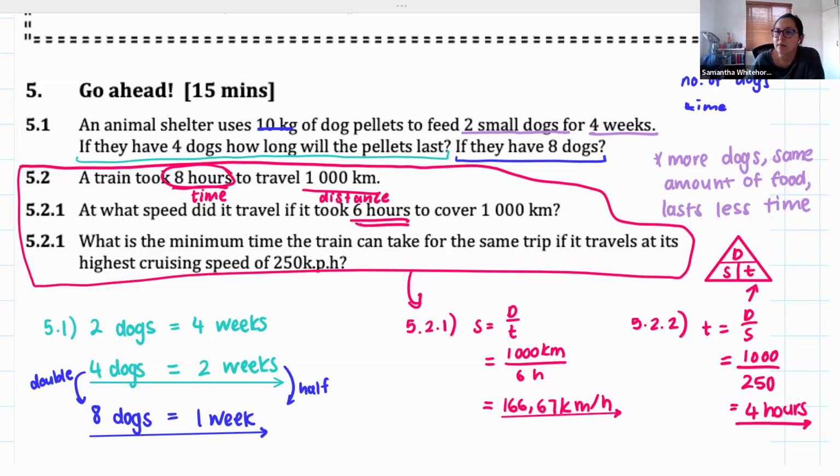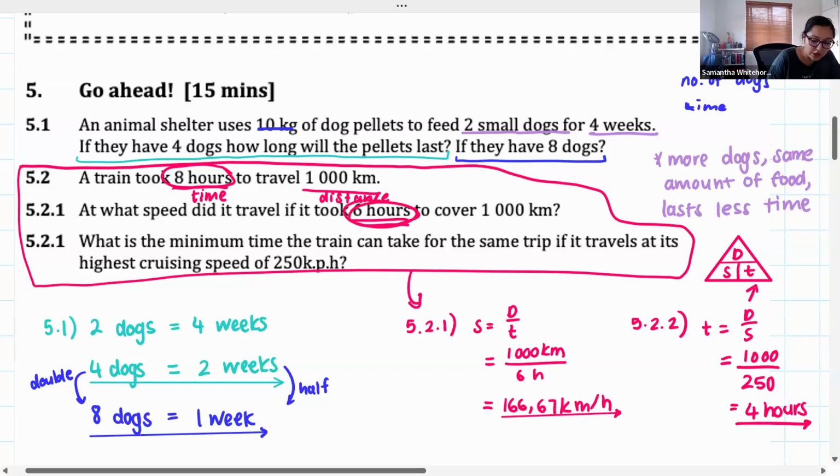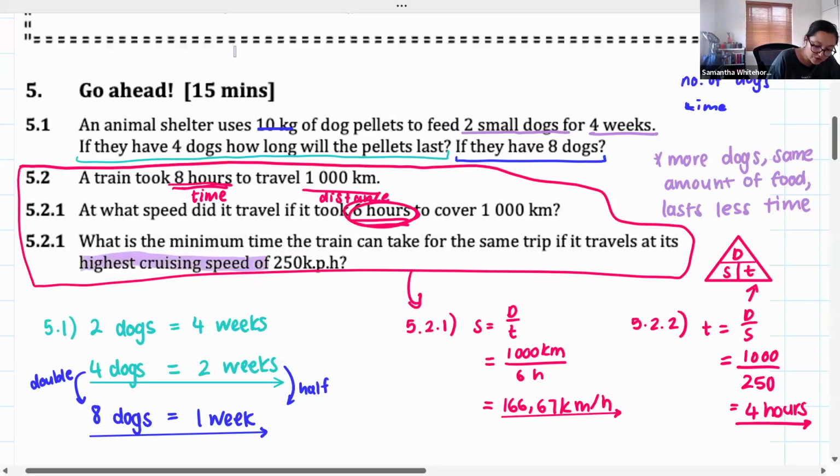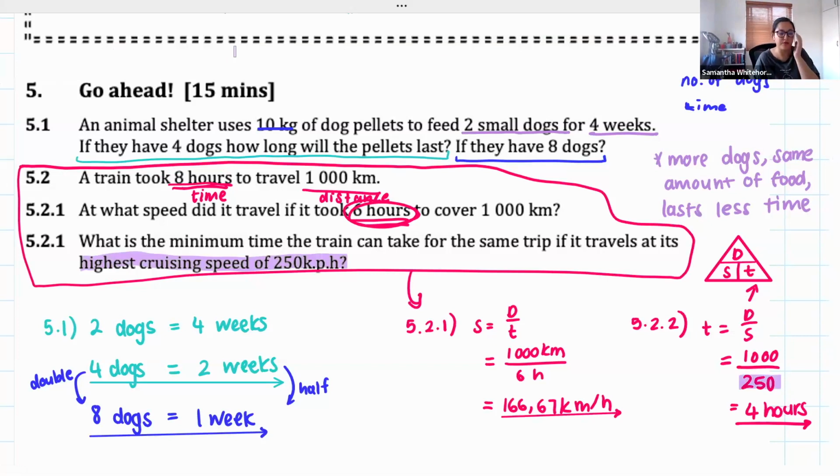All right. Liacho, I just want to make sure that you understand for the first question, it's 166,67, because remember in the question, we're dividing by 6 hours, not by the 8 hours we were given. All right, so the 8 hours was just a bit of information that they gave us. In the actual question, it asked us for 6 hours. Right, Hope, where did we get the 250? So again, if you read your question carefully, it says, if the highest cruising speed is 250 kilometers per hour. So that's where we got that 250 from.